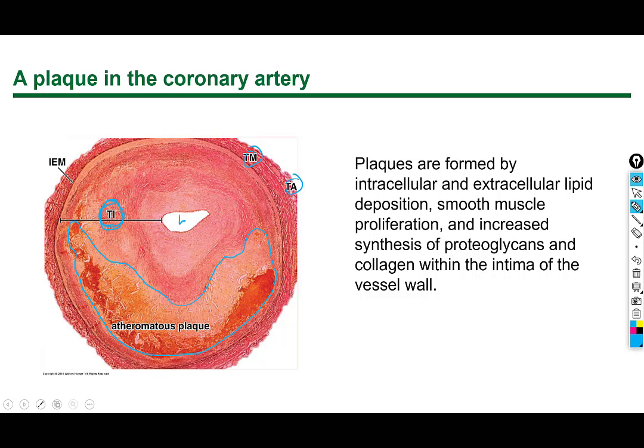So as you might imagine, a small lumen like this is going to drastically increase resistance, which is going to make the heart work harder. So if you were to look at this same person's left ventricle, what you would probably see is an enlarged left ventricle.